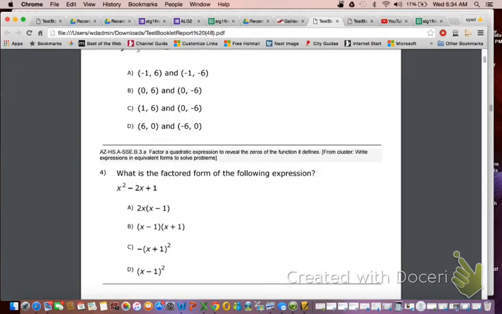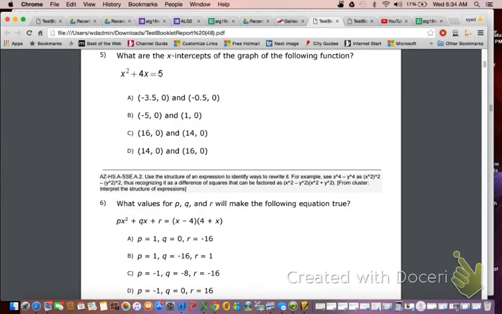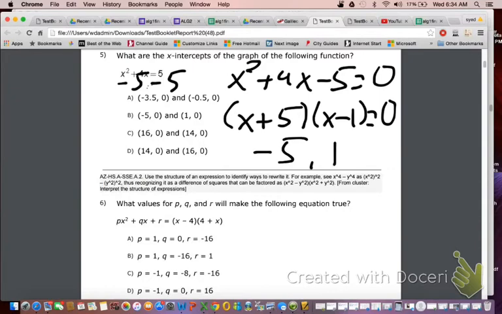Okay, let's go on to 5. Very similar, you want to set y to 0, so let's subtract 5 from both sides. So x squared plus 4x minus 5 is 0. So we have x, so it has to be -5 and 1. So it has to be B.